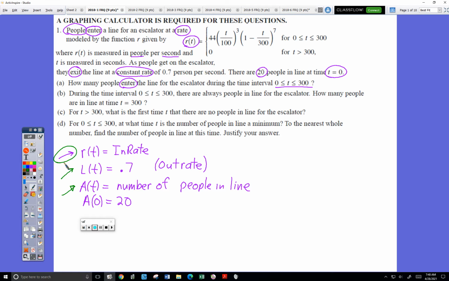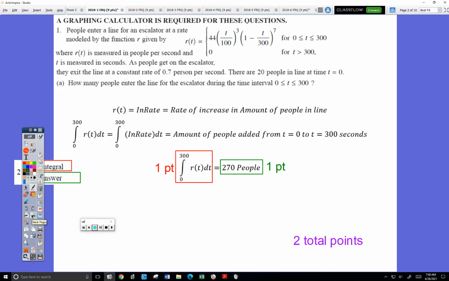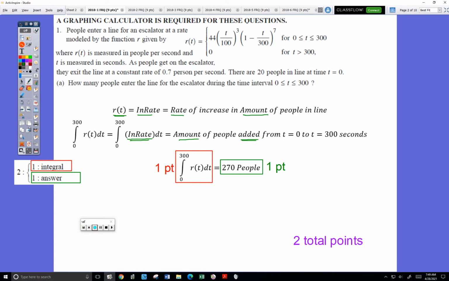So using the fundamental theorem, if we integrate the rate at which people are entering, so R of t is my in rate, it's the rate of increase of the amount of people in line, rate of people entering. If I integrate that in rate alone with nothing else, I'll calculate how many people entered the line. How many people were added to the line during that time period. So that's all I have to do.